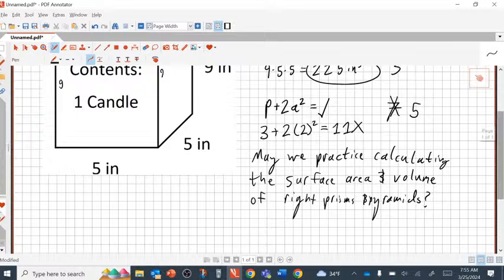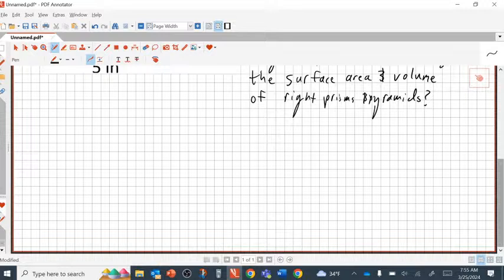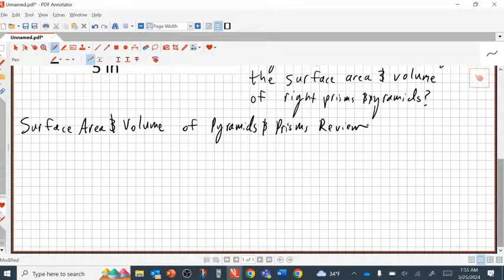Okay, let's see here, guys. Underneath all this, got a pencil? Okay, today's topic is surface area and volume of pyramids and prisms. We had an extra day to feel really good about these, okay?